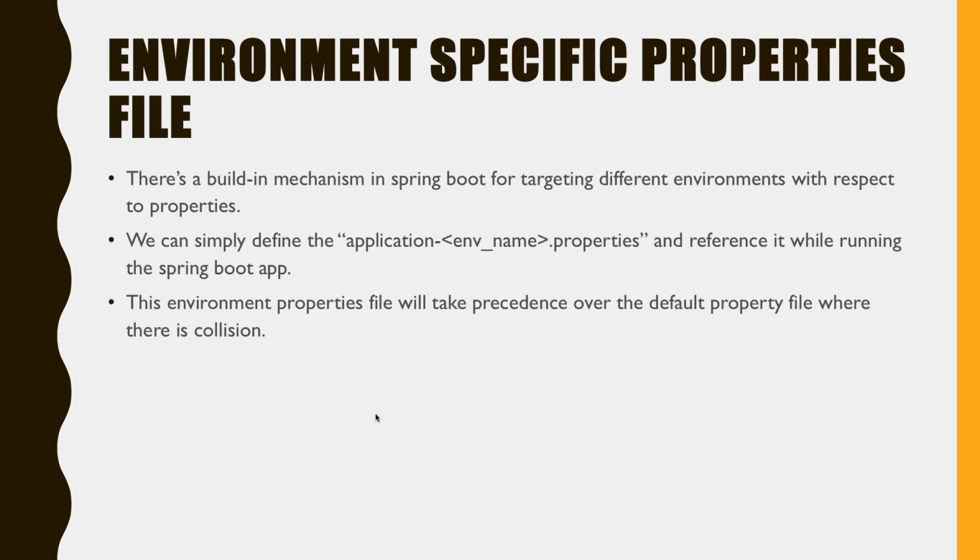So let's go through a few of the bullet points about environment specific properties. In Spring Boot, there is a built-in mechanism for targeting different environments. When you're using a .properties file, you simply say application-, any name, and .properties. That name can be any environment: QA, prod, stage, pre-prod, or any other. And when you run your Spring Boot app, you reference that property file using the spring.profiles.active command.